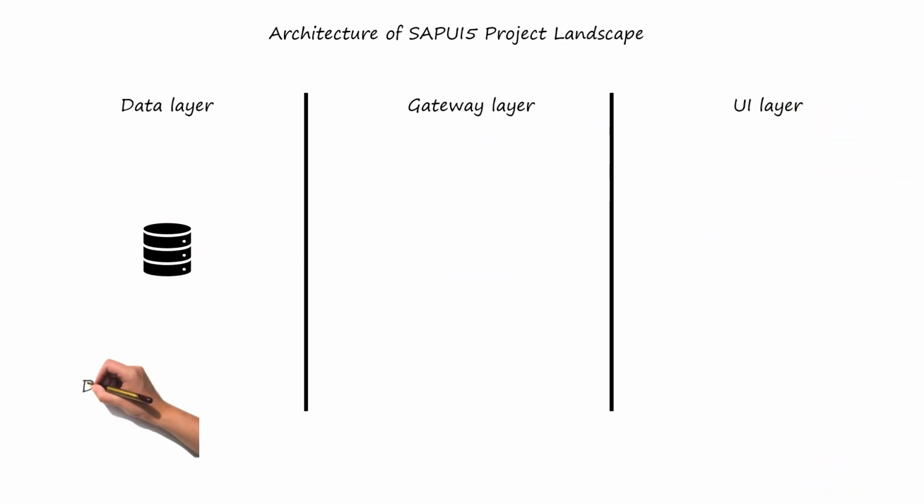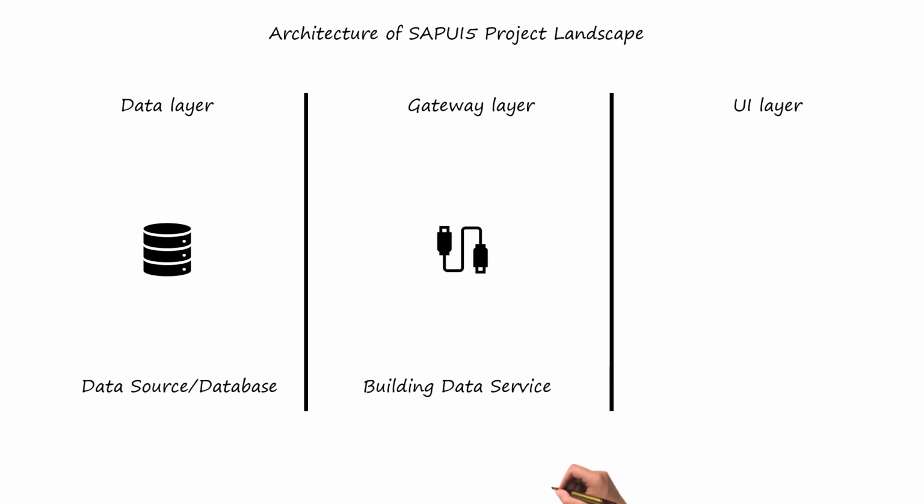Now we'll see how an SAPUI5 project or landscape works. In an SAPUI5 project, we have three layers. One, the data layer, where we have the data. This data layer is not the model we have seen in the MVC architecture. This data layer is the actual database which stores the data, which has all the tables and the records within it, a proper, well-defined data layer with a well-defined data structure.